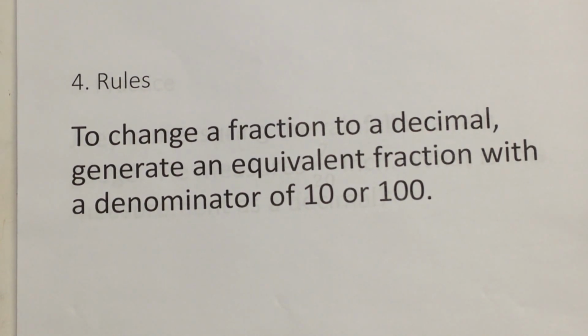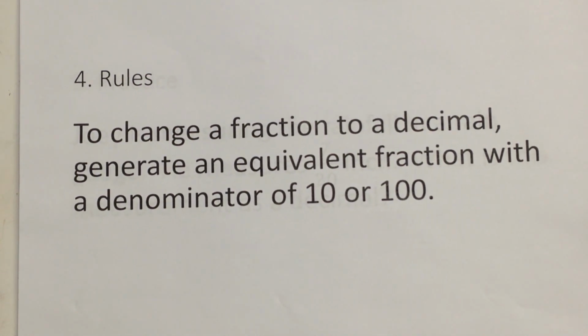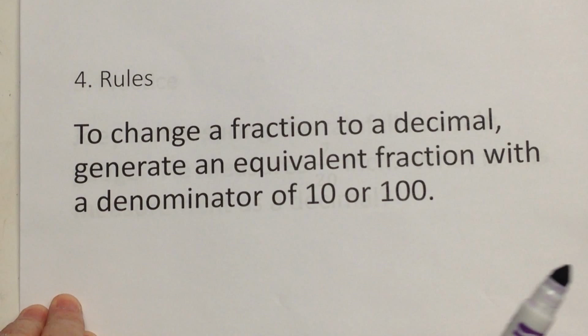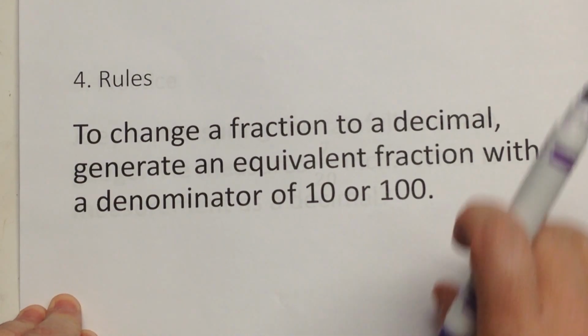Number 4, rules. To change a fraction to a decimal, generate an equivalent fraction with a denominator of 10 or 100. I will show you what this means, but pause your video and write this down. To change a fraction to a decimal, generate an equivalent fraction with a denominator of 10 or 100. And then you just read it with place value.